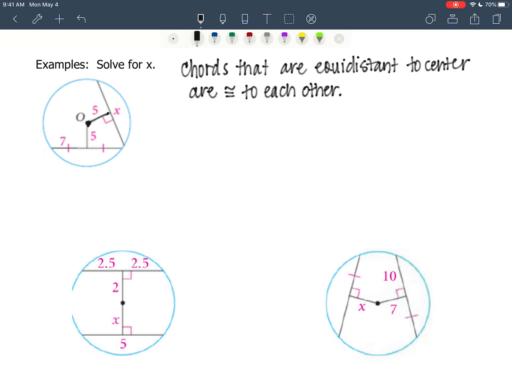So we've got chords that are equidistant from the center because they're both a length of 5 from the center of the circle. That's going to make this yellow chord congruent to this yellow chord. So if we can find the length of one, we'll be able to find the value of x. So I'm going to come over here. Well, we've got this perpendicular happening. That's going to make this perpendicular because they're congruent and they're equidistant. So we've got 7 and then we've got 7. That's a length of 14. So x is equal to 14.